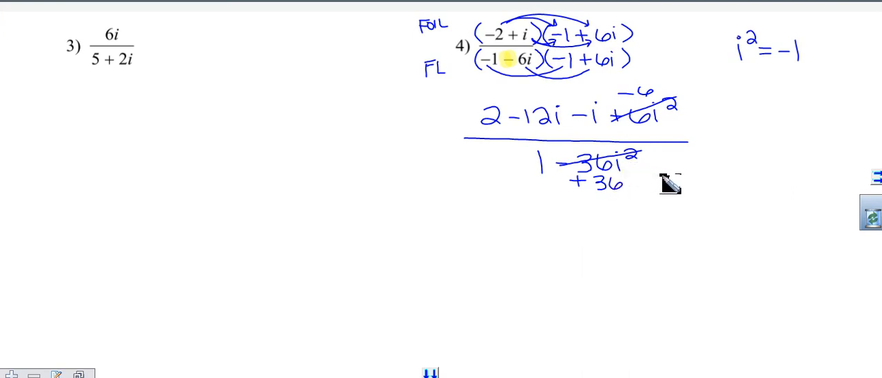Now I can clean things up and combine like terms. In the numerator, I'm going to combine my real numbers first. A positive 2 with a negative 6 is negative 4. Negative 12i and negative i is negative 13i. In the denominator, I have 1 plus 36, which is 37. Since 4, 13, and 37 do not have anything in common, I cannot reduce them, and therefore I'm done.